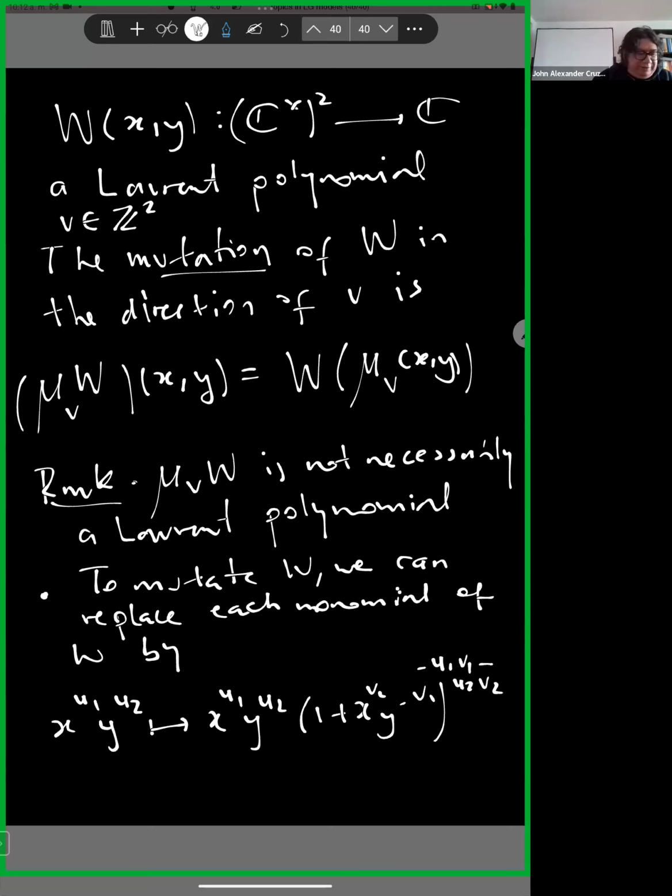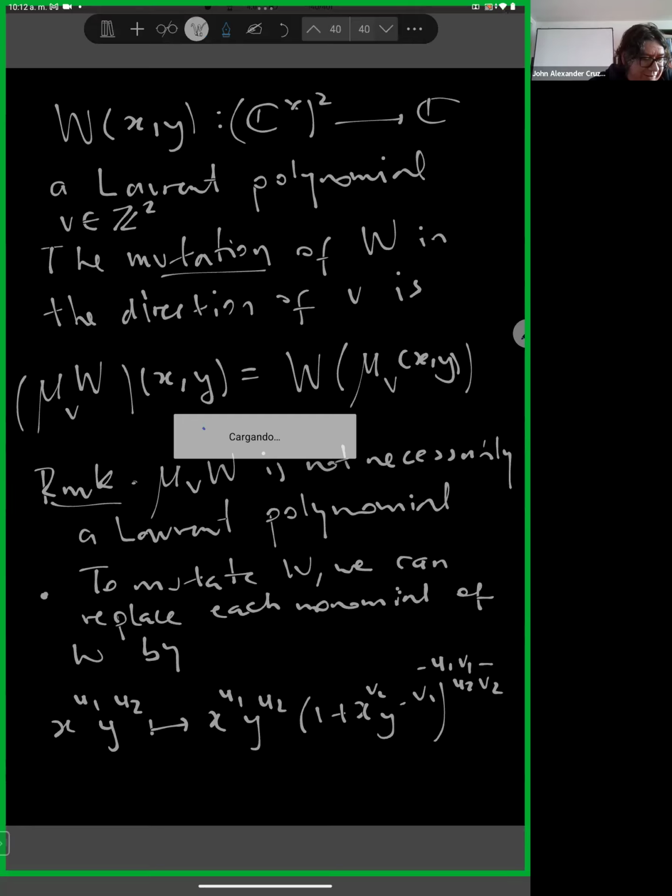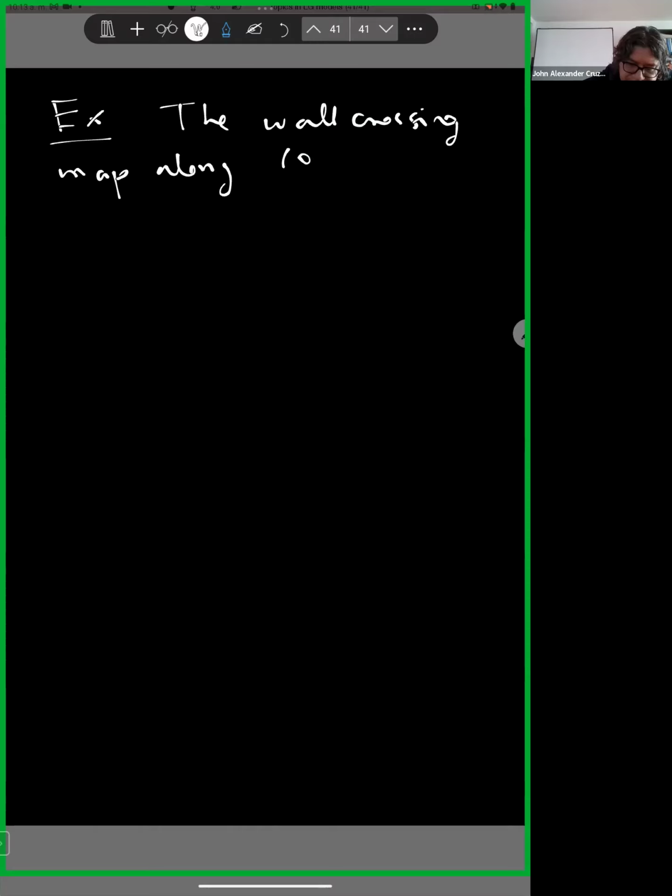Okay, so let's do it in the easiest example. You get the wall-crossing map, or the cluster map. The wall-crossing map along (0, 1) is, for example, to take (x, y) to this change of coordinates.